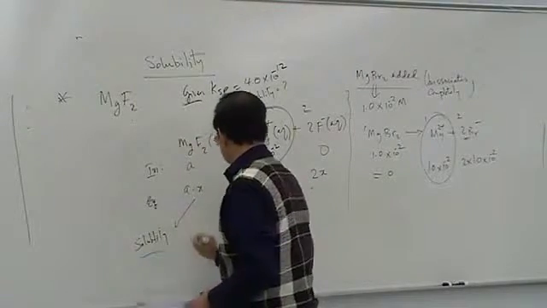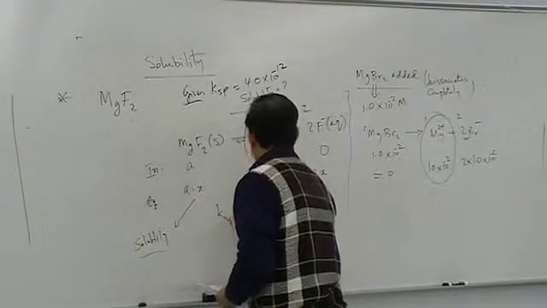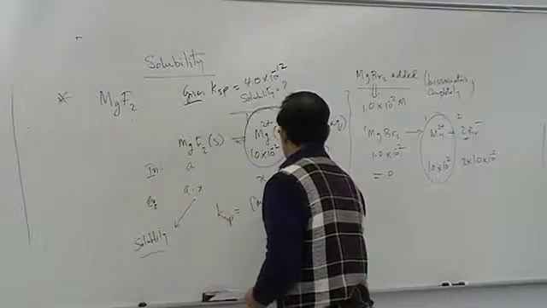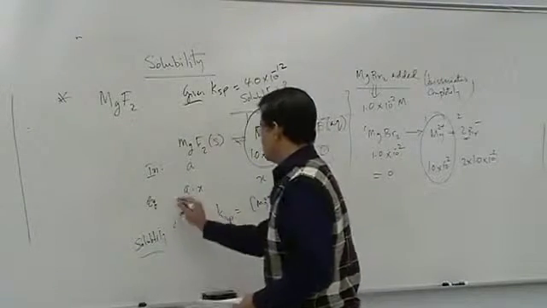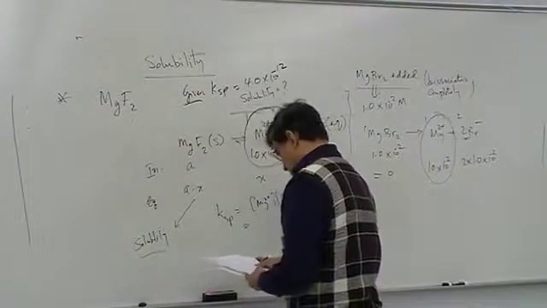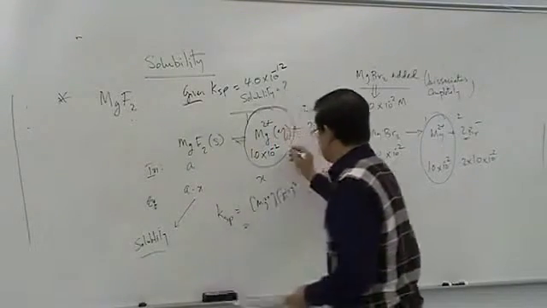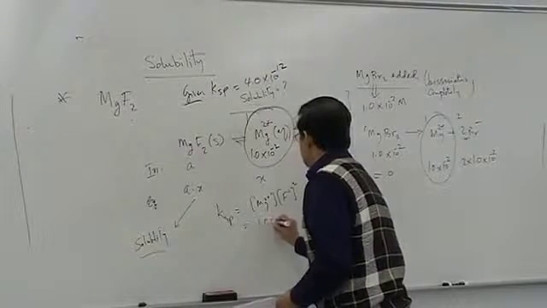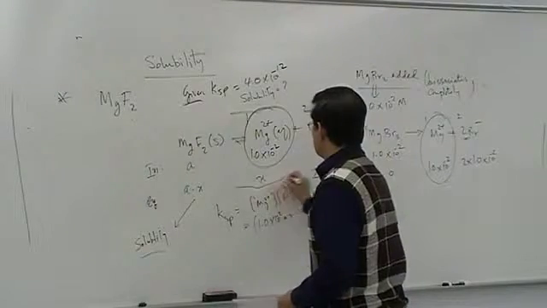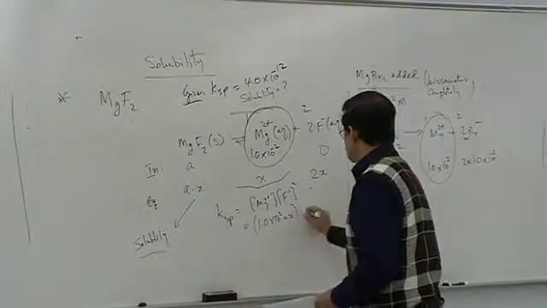Now in this new solution, I can write down this new expression. Ksp will be given by Mg2+ times F- squared, and I'm getting rid of the solid from the bottom. So now you'd have here the Mg2+ concentration is 1.0 times 10 to the negative 2 plus X, that we're getting from here, times F-. The F- concentration is 2X.